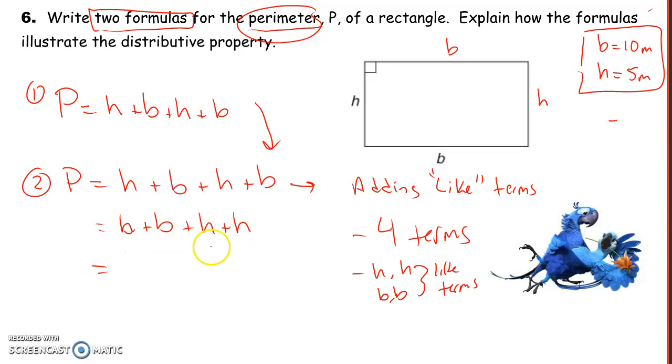Doing this allows me to count like terms easier. I notice that I have two b's here. I have one b and one b. I've got two b's. Now, understand that adding variables is different than multiplying.